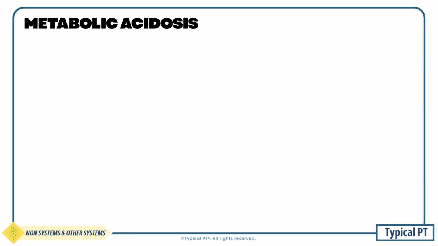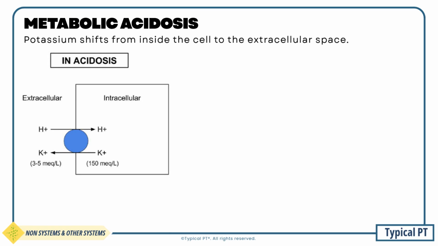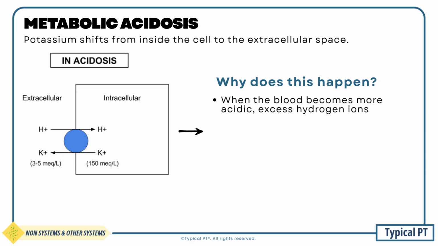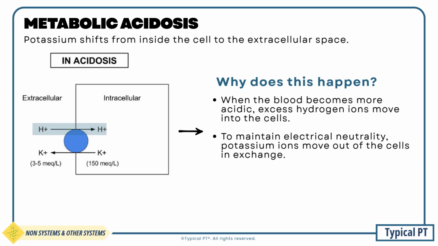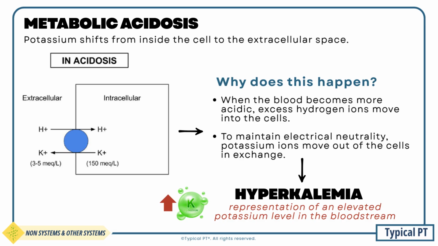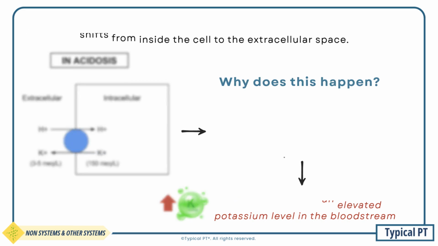Now here's the key concept. In metabolic acidosis, potassium shifts from inside the cell to the extracellular space. Why does this happen? When the blood becomes more acidic, excess hydrogen ions move into the cells. To maintain electrical neutrality, potassium ions move out of the cells in exchange. The result? Hyperkalemia, which is a representation of an elevated potassium level in the bloodstream. This intracellular-extracellular shift is a classic NPTE association, so make sure you keep it in mind.